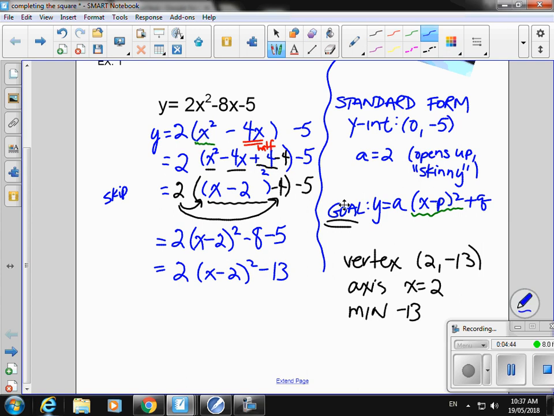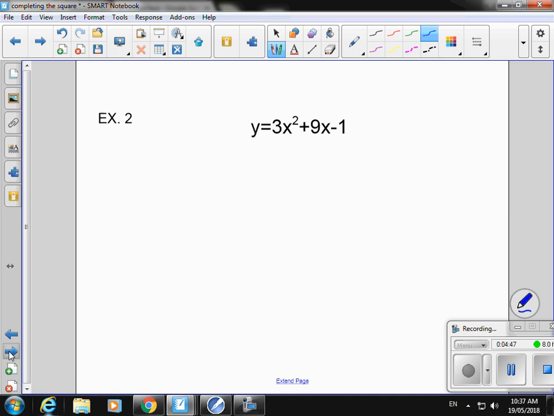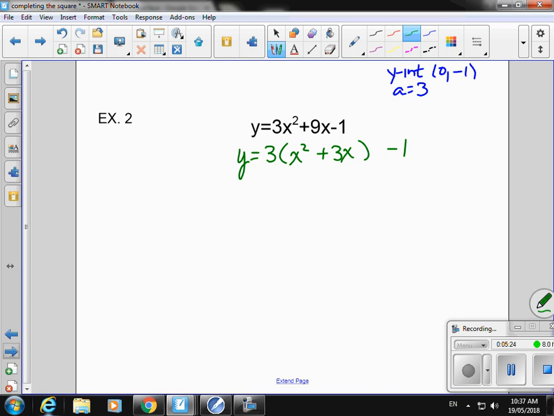Okay, let's have a go at another one. Y equals 3x squared plus 9x minus 1. I know my goal is to have it in vertex form. I know at this point, I know my y-intercept is negative 1. I know my a value is 3, so it opens upwards and is skinny. But to find the vertex, I need to change forms to vertex form. So my first step is to deal with that 3. So if I deal with the 3, I'm going to leave the -1 till later. It just makes life a little easier. So if I factor out the 3, I have x squared plus 3x, and then I have the -1.